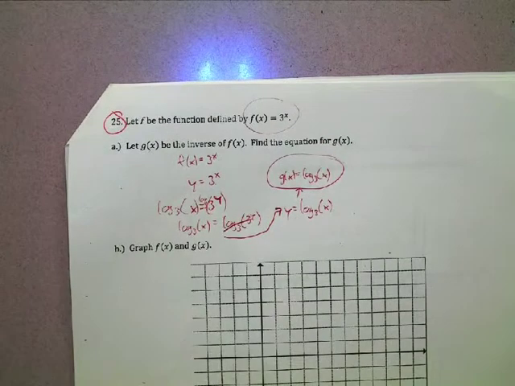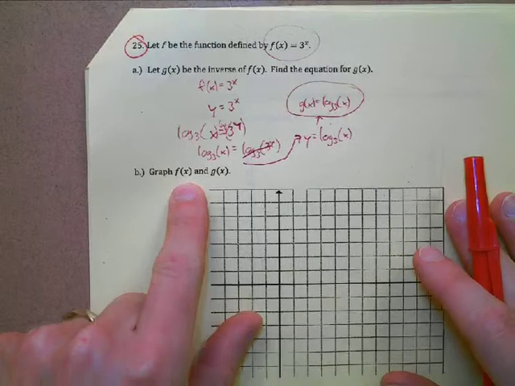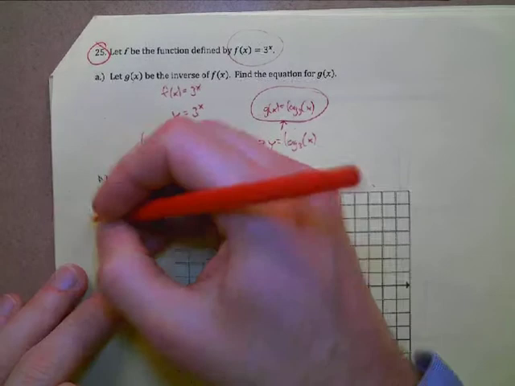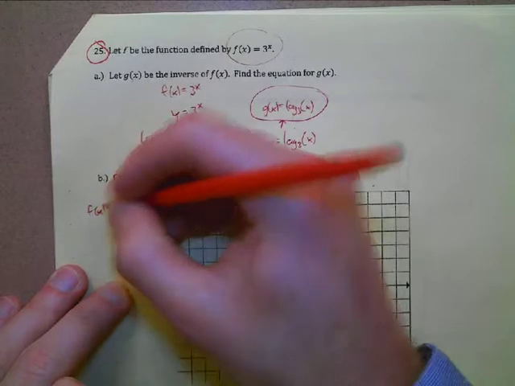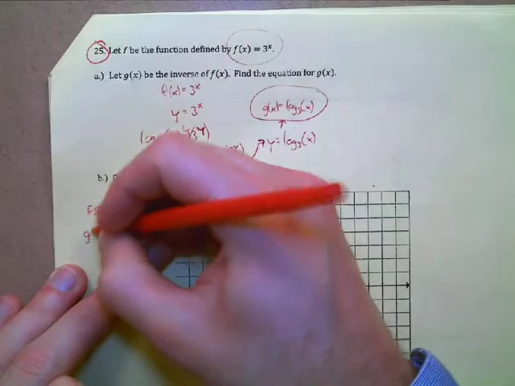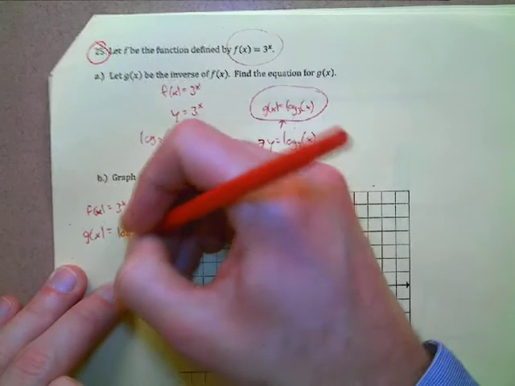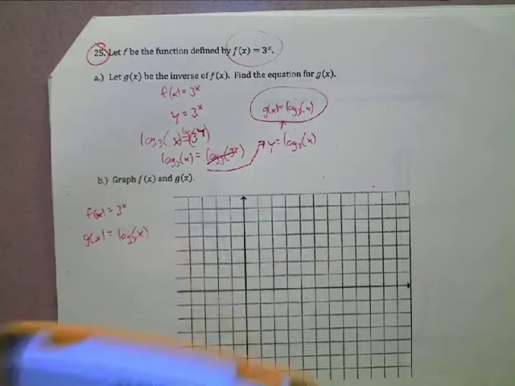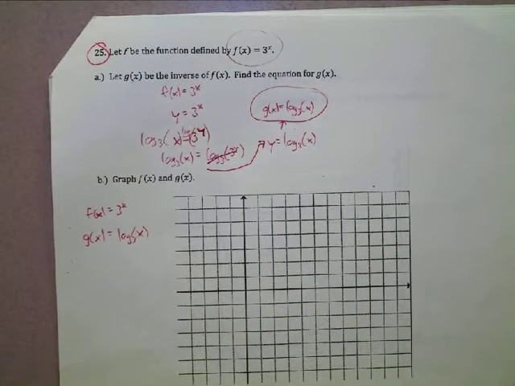All right, now it wants us to graph both f and g here. And we can use our graphing calculators to help us with that if we want to. So remember, f is 3 to the x, and g is log base 3 of x. Okay, so you can go to your graphing calculators here and just get some points and connect the dots.